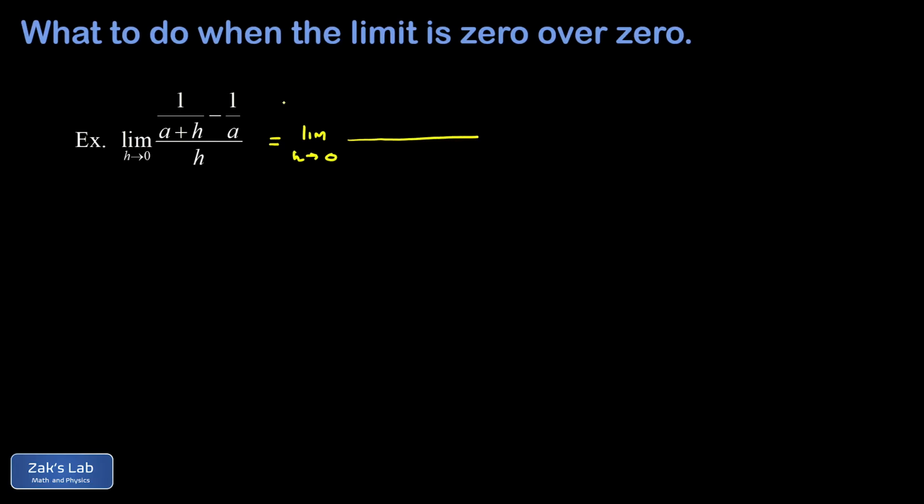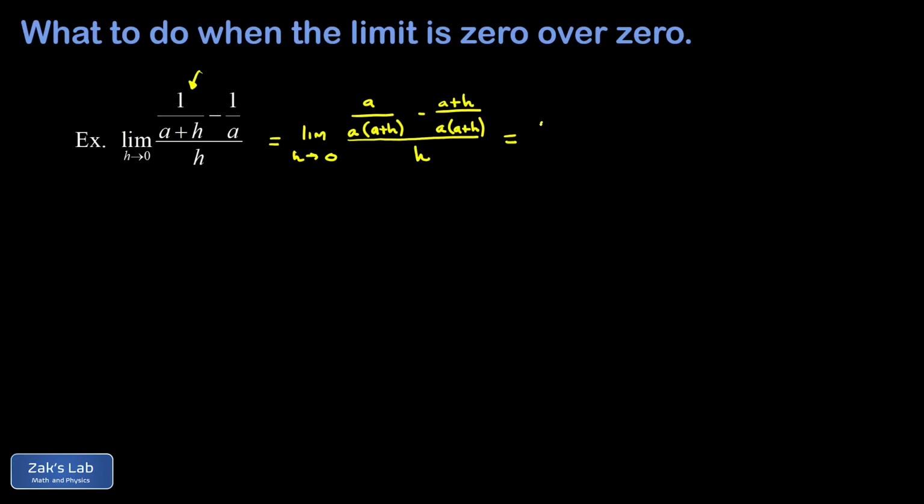So what I'm going to do is get a common denominator up there in the numerator of this complex fraction, and that means multiplying the first one by a over a. So I end up with an a, and then in the denominator, I have an a times the quantity a plus h. In my second fraction, I'm going to multiply that by a plus h over a plus h. So the numerator is now a plus h. And my common denominator, again, is a times a plus h. And our original denominator for the whole thing is still h.